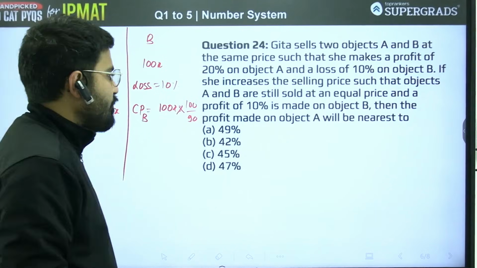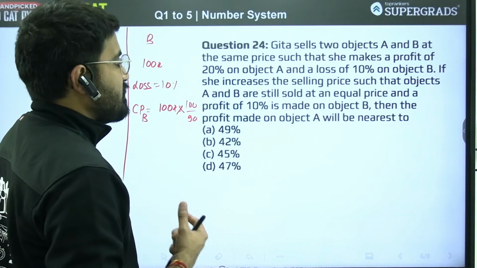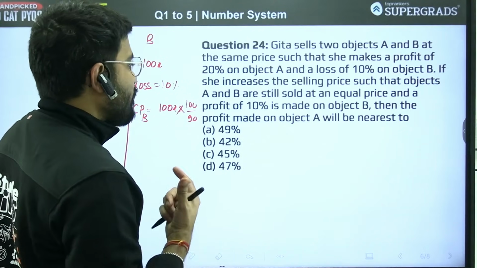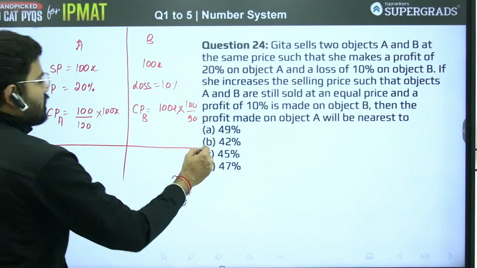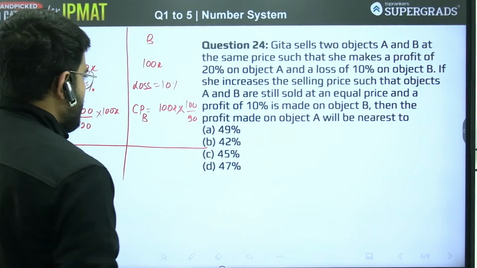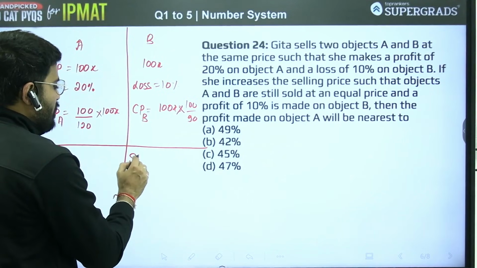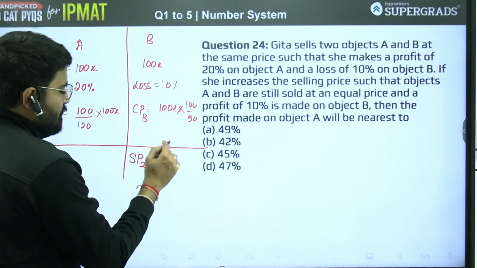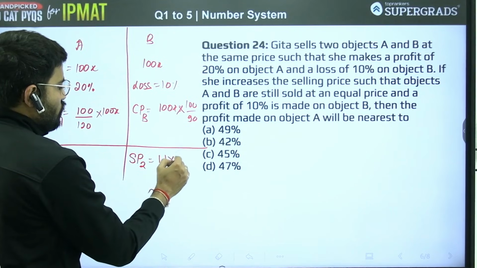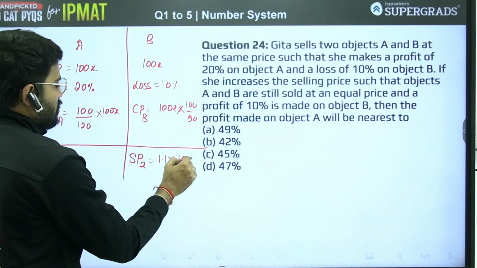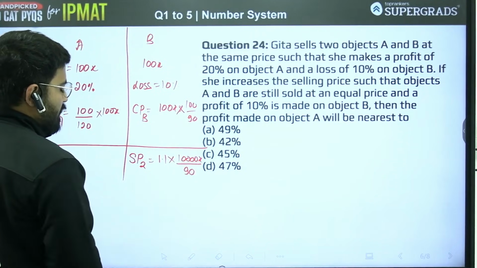Now what they are saying, if she increases the selling price such that the object A and B are still sold at an equal price and a profit of 10% is made on object B. So rather than this, she tries and increases. So this is the cost price and now she's making a profit. So selling price 2 will be equal to 1.1 into 10,000x. I'm not cancelling anything. I'm writing as it is upon 90.